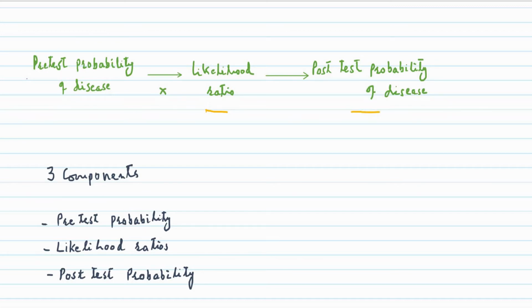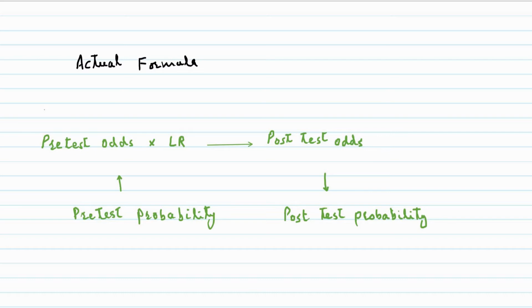So we have three components of this formula. One is pretest probability, one is likelihood ratios, and the third is post-test probability. We'll discuss all these components in detail. We can see in the actual formula, it's the pretest odds, and multiplying it with likelihood ratios, we get the post-test odds. So in the first step, we need to convert pretest probability to pretest odds. And when we get results in post-test odds, we again convert post-test odds to post-test probability of disease.